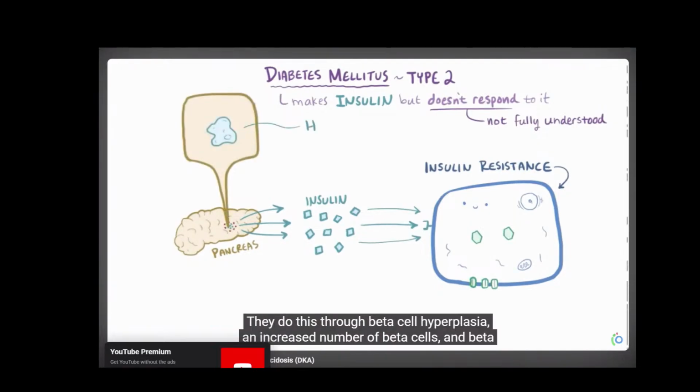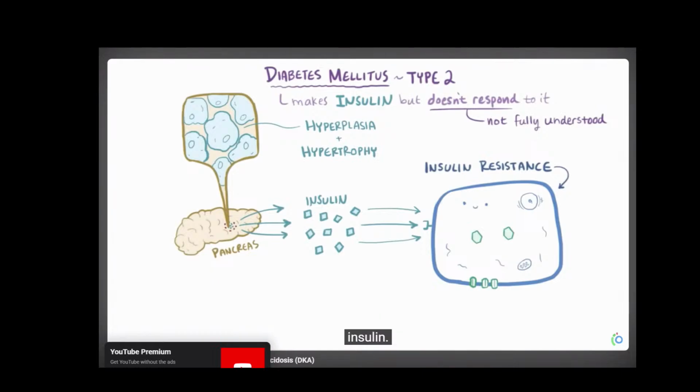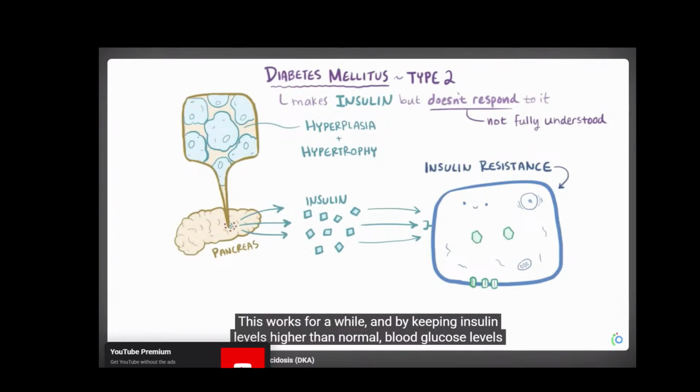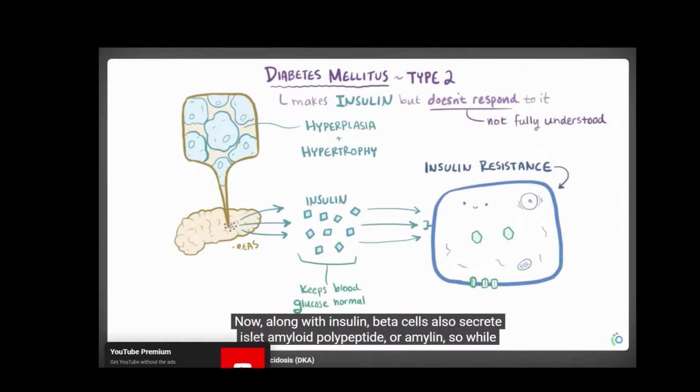They do this through beta cell hyperplasia, an increased number of beta cells, and beta cell hypertrophy, where they actually grow in size, all in this attempt to pump out more insulin. This works for a while, and by keeping insulin levels higher than normal, blood glucose levels can be kept normal, called normoglycemia. Now, along with insulin, beta cells also secrete islet amyloid polypeptide, or amylin.